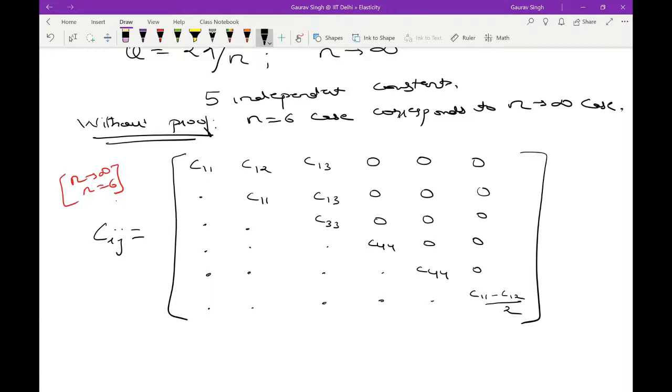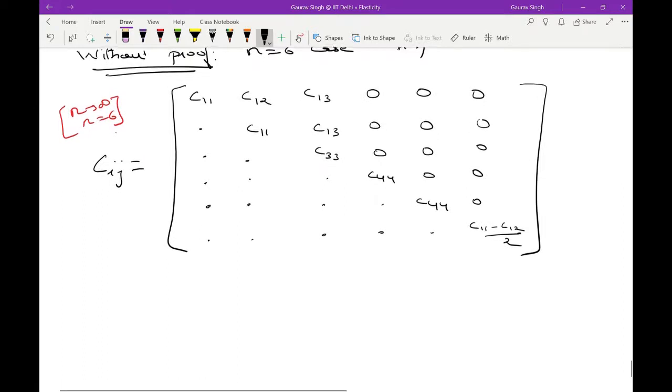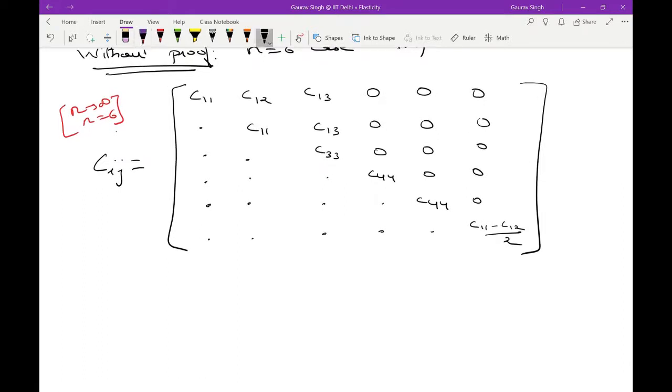Okay, so this is the so-called transversely isotropic material about a rotation happening at a very small angle. N tends to infinity is a very small angle. So let's see physically what's happening. You have an original coordinate system and you have a Cijkl in that one.